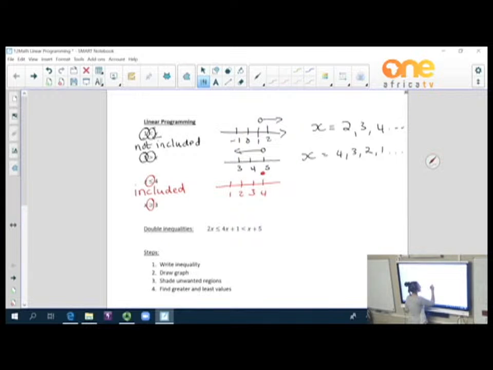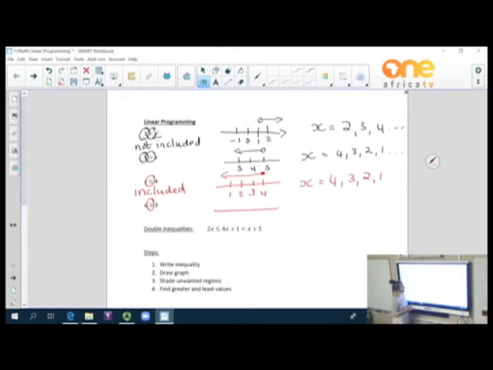So you will have a closed circle, a solid circle, and it will go to the smaller side because x is less than or equal to. And if we need to find the answer to x, we will include 4, 3, 2, 1, because 4 and or equal to means 4 can also be an answer.